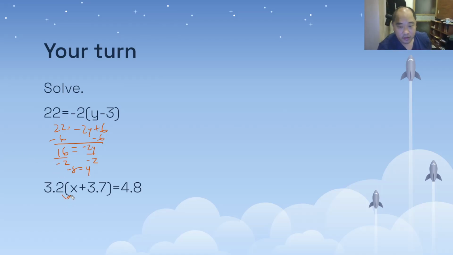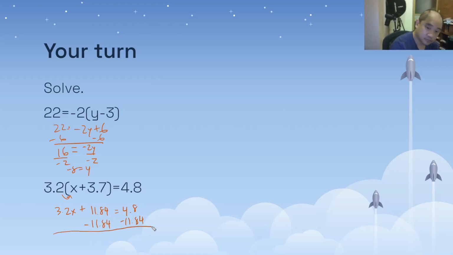Okay, so here we have 3.2x plus whatever 3.7 times 3.2 is. 11.84 equals 4.8 minus 11.84. Is a negative 7.04 equals 3.2x divided by 3.2. Oh, I went off again, huh?